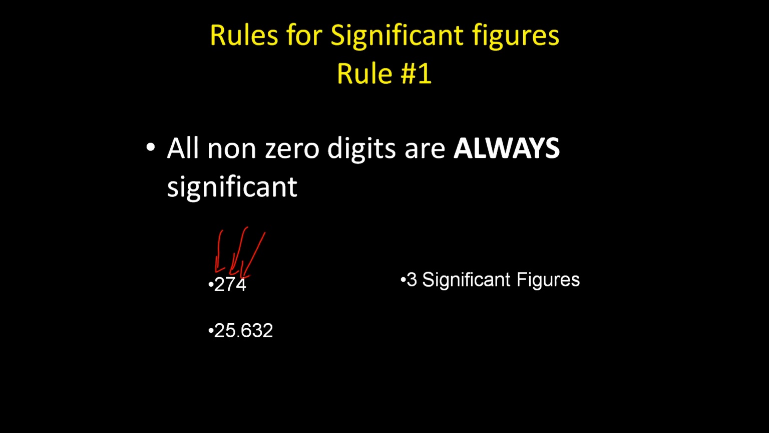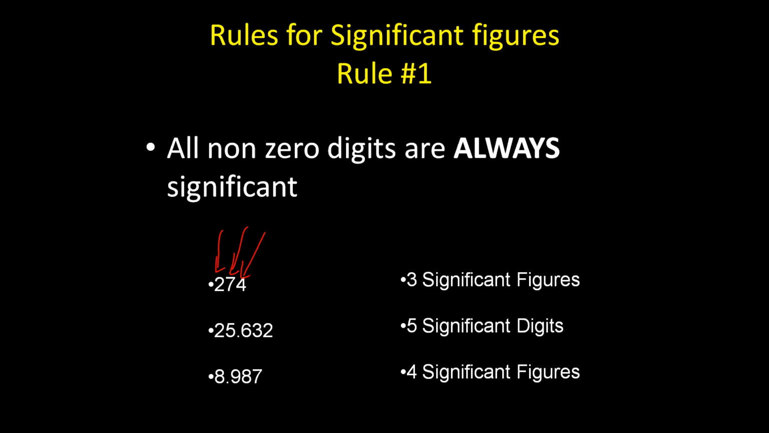Look at another example, 25.632. In this also, 2, 5, 6, 3, 2, all these are non-zero digits, which means everything has to be significant here. So the number of significant figures is going to be 5 in this case. If I give you another example, 8.987, I hope before I reveal the answer, everybody might have guessed it correctly. Yes, it is going to have 4 significant figures. So this is rule number 1: all non-zero digits are always significant.